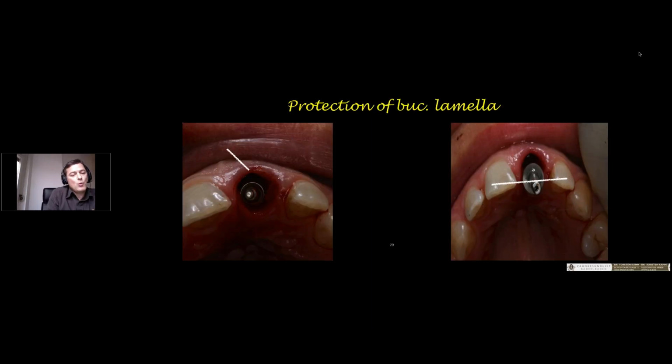This is the reason why we need a 3D X-ray for all these positions. Do you have enough bone? Can we do this angle? Do you have to make augmentation on the buccal side or no augmentation? This is the reason why for all these cases you need a 3D X-ray before.